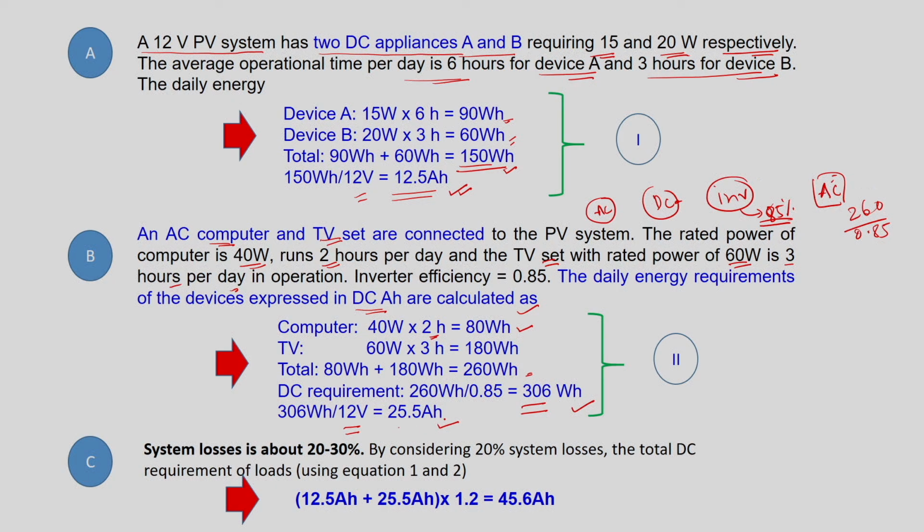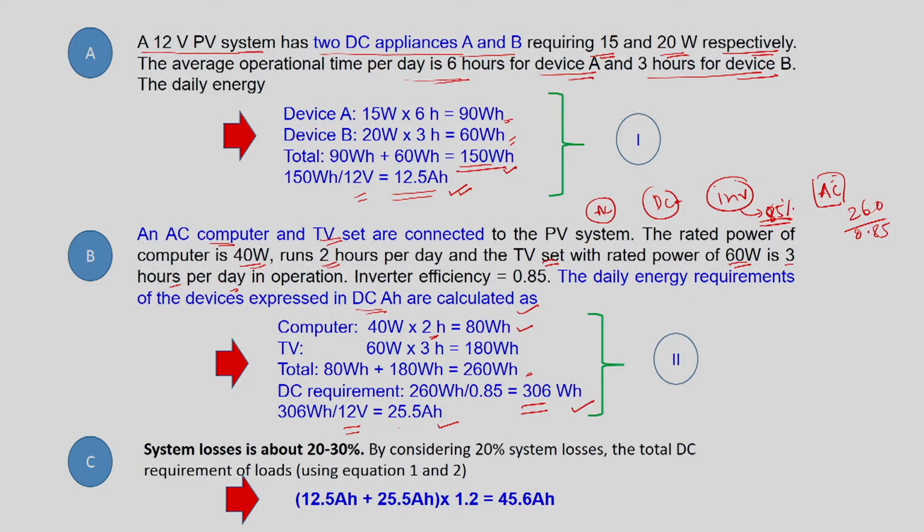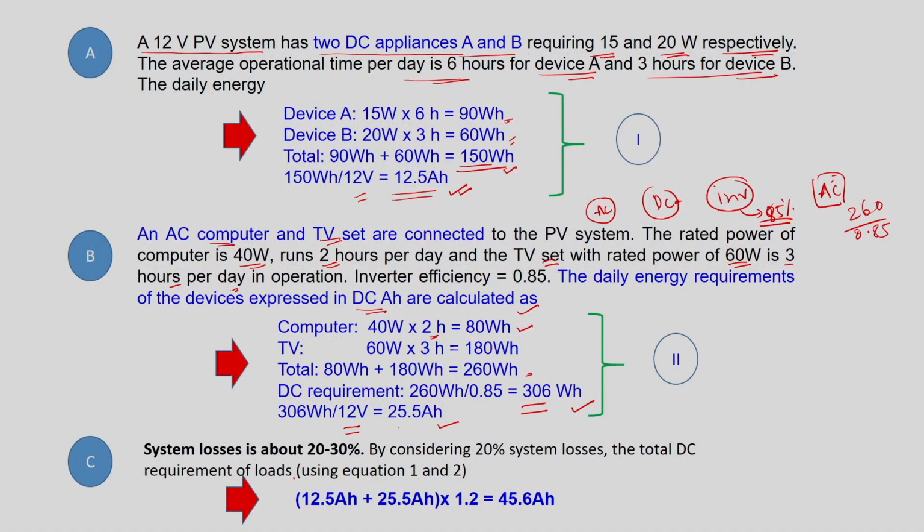The next step, as per our design methodology, is to add some losses. This may be cable losses or any other losses encountered during operation. It is considered to be about 20 to 30%. If we consider 20%, this DC requirement will increase by 1.2 times, so it will be 45.6 ampere hour. All of these are DC values, and we multiply by 1.2 to get 45.6 ampere hour. Let us move to the next step.